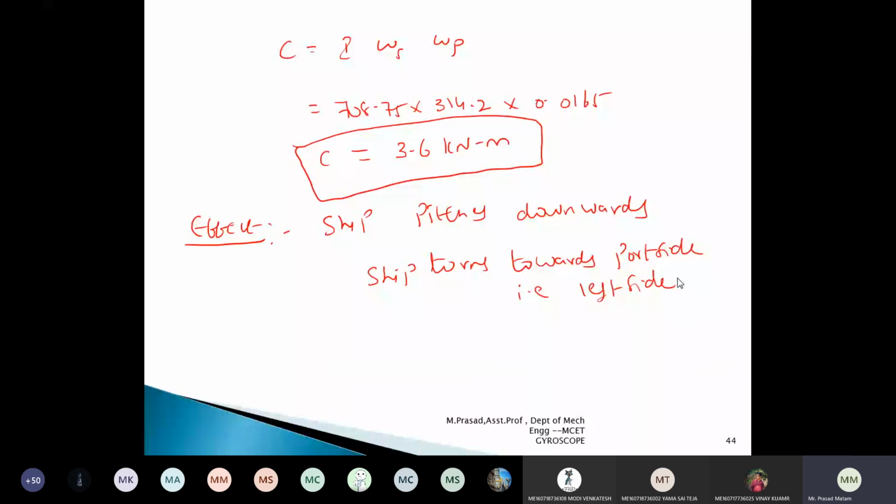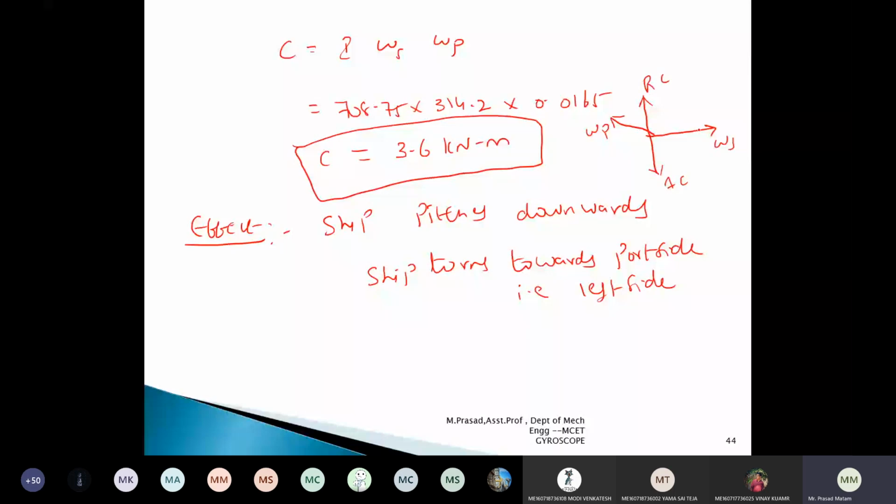How to solve this one? Again, when the ship is pitching down, this is the spin vector. Here the couple we are getting is in the y-axis and the reaction is coming in the z-axis. Omega P, omega S. This is the active couple and this is the reactive couple. So from this we can get the answer: the ship turns towards the port side. Again, this shows your active couple. The ship is moving downwards, that's why I am writing the active couple downwards. This is my reactive couple.